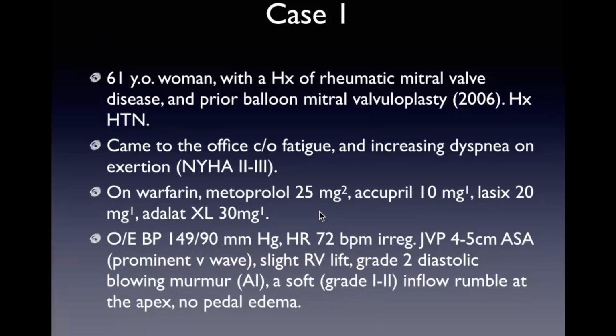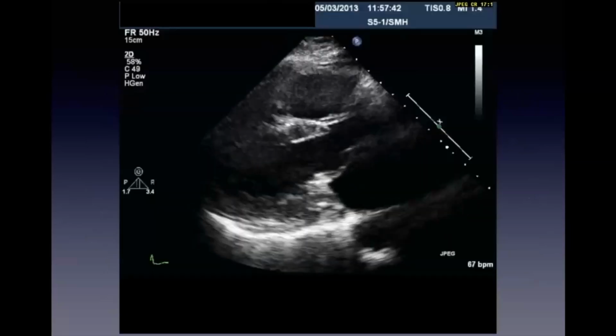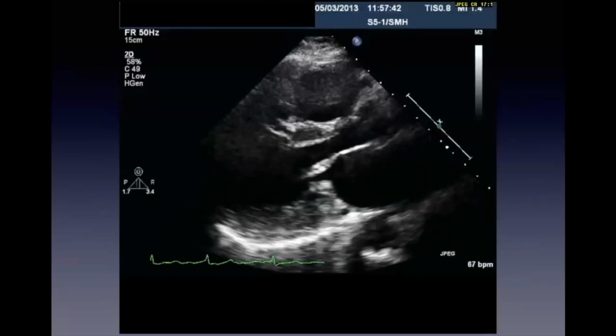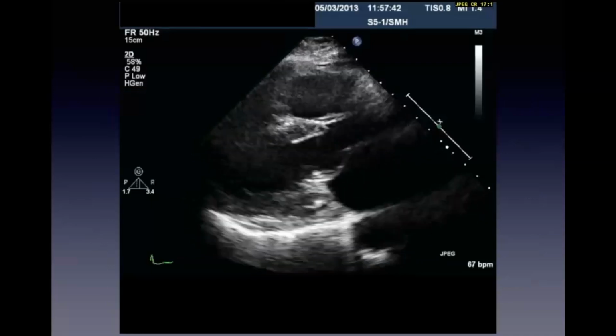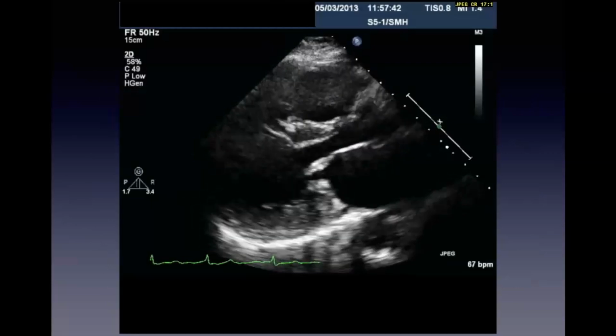Irregular in atrial fibrillation. Her JVP is very mildly elevated, 4 to 5 centimeters above the sternal angle with a prominent V wave. There's a slight RV lift, and she has a grade 2 diastolic blowing murmur along the left sternal border, which you'll see is her aortic regurgitation, and a soft grade 1 to 2 out of 6 inflow rumble at the apex, but no peripheral edema. So to the echocardiogram. So this is a parasternal long axis, a fairly typical rheumatic configuration.